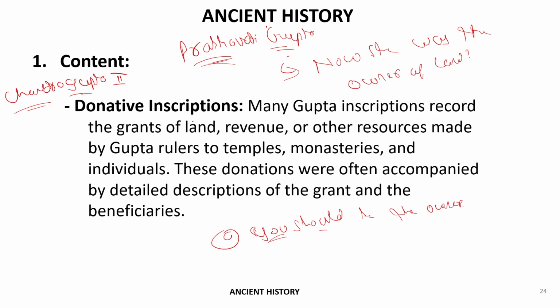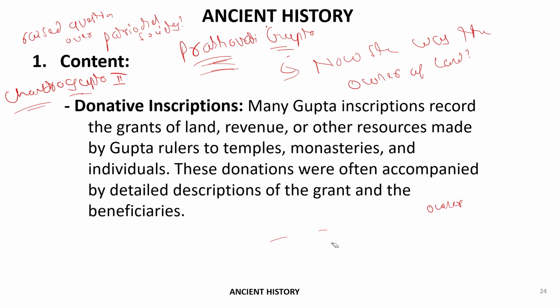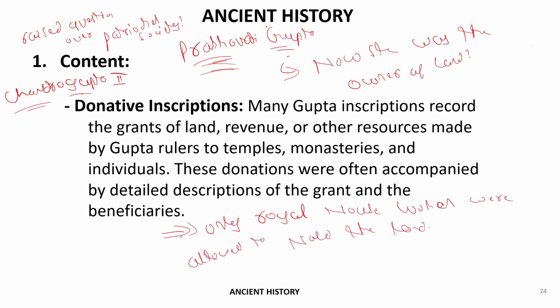Got it? So this raised a question over patriarchal society. Some believe that there must not have been concepts like women not being able to hold any land, because if we see that Prabhavati Gupta may hold a land, that means that women were allowed to hold land. The second theory basically is that only royal house women were allowed to hold the land.